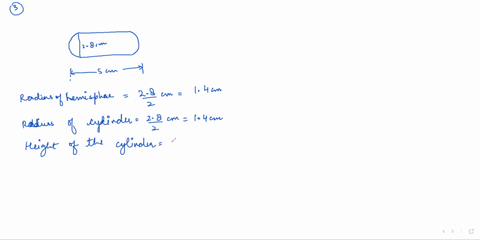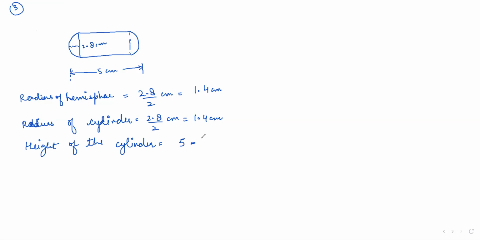Height of the cylinder means the total height is 5, right? And on one side you are subtracting, what is this? This is the radius of the hemisphere, isn't it? Because a hemisphere looks the same on all sides. Yes, ma'am. Okay, so one radius and another radius, because you have two hemispheres.